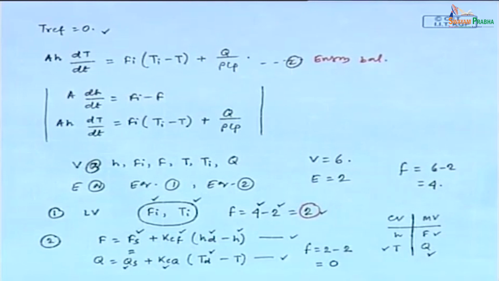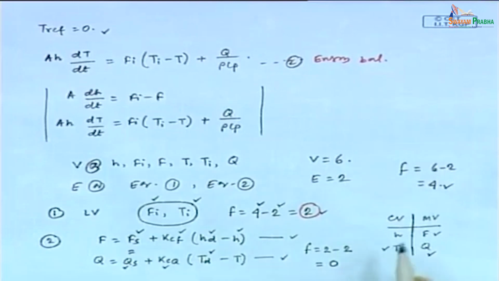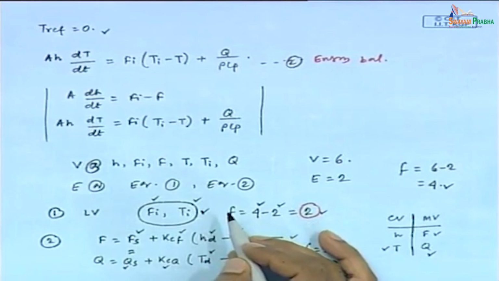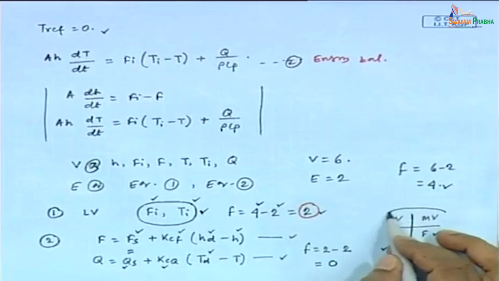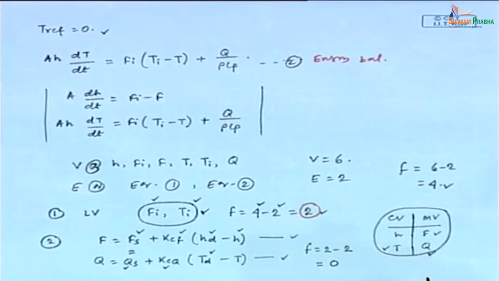Got the point? So, we had basically degrees of freedom 4. Additionally, we have specified 2 load variables through direct measurement. Then we have just paired controlled variable and manipulated variable. Then we got two additional control equations, and finally the degrees of freedom becomes 0. That means the system is exactly specified.